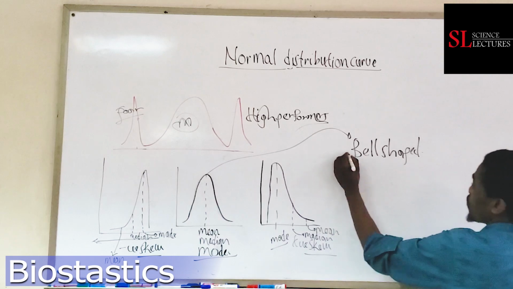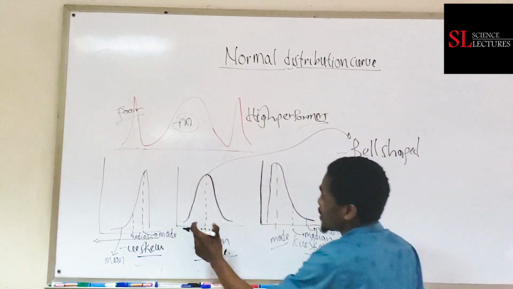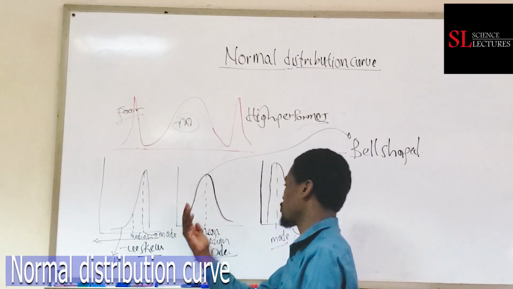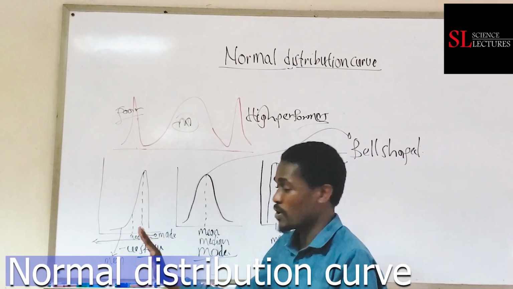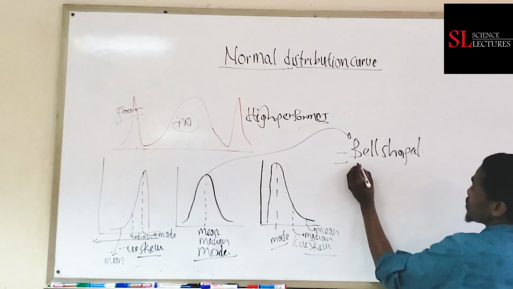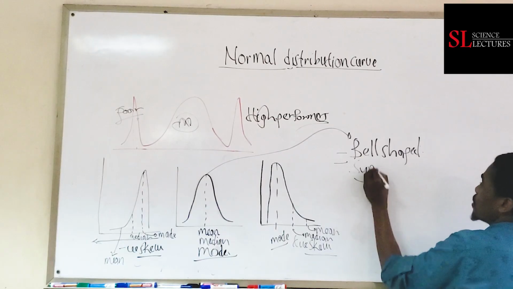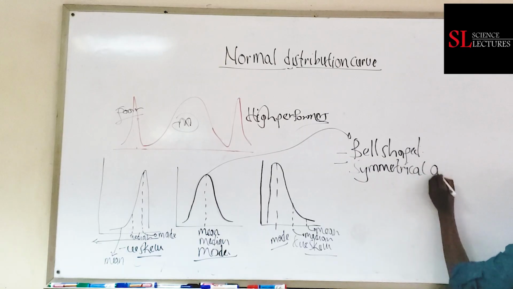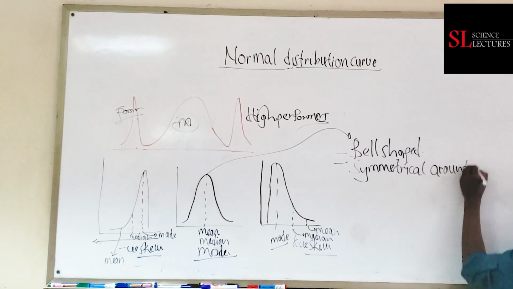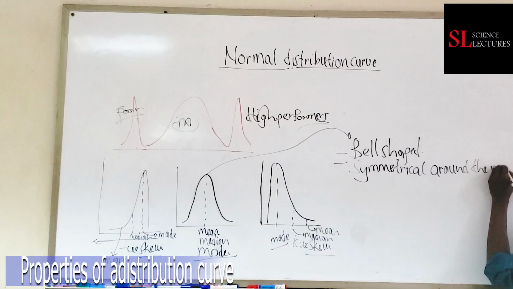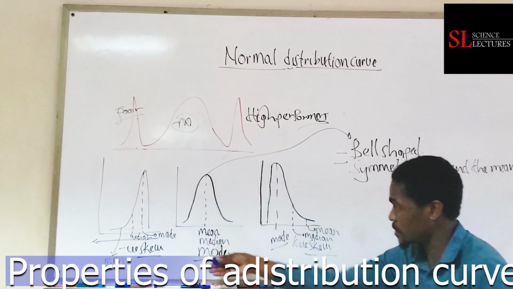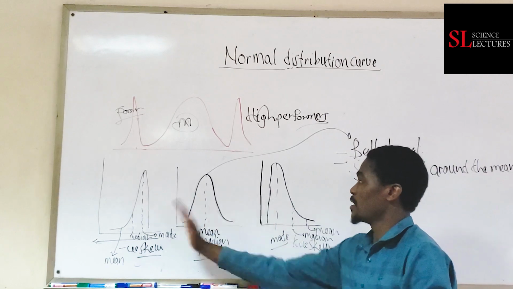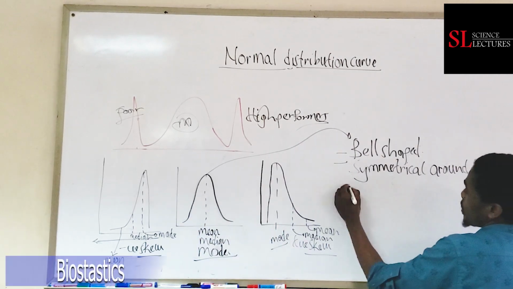Then another characteristic of a normal distribution curve is that it is symmetrical around the mean. I mean that the portion on this side is equal to what is on the other side. So this curve is symmetrical around the mean, because we say the mean is just there in between. So it's symmetrical about the mean. What is on this side is what is on the other side. Then we say it is bell-shaped.